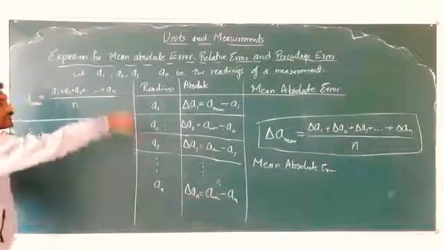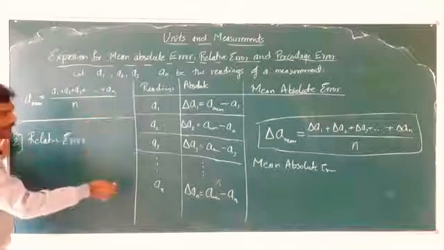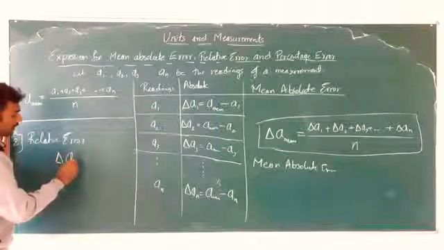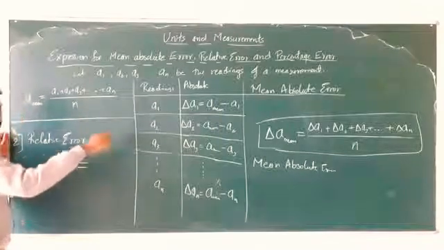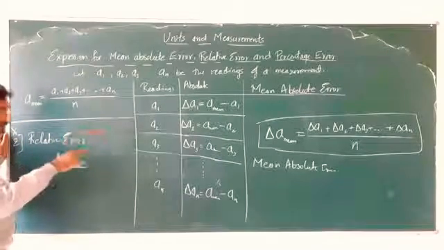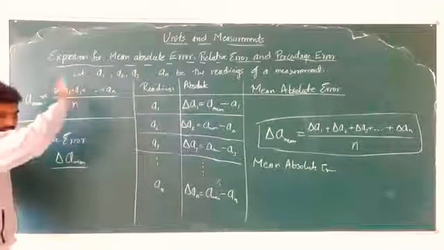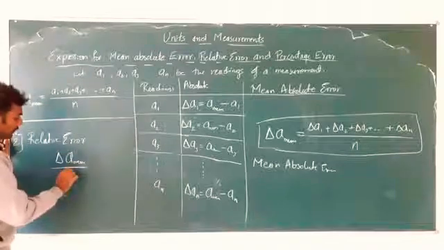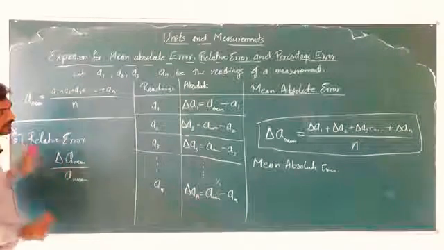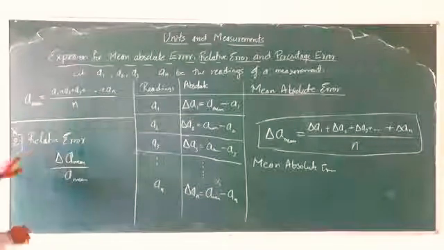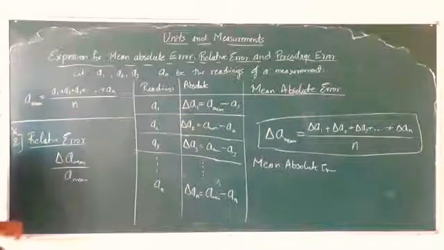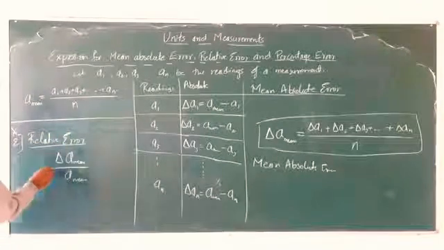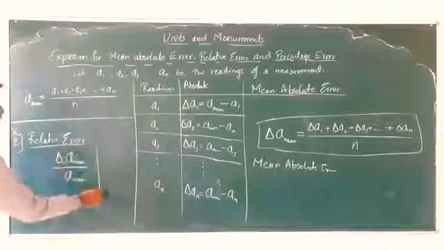So for the entire measurement of n readings, the relative error is the ratio of delta A mean, okay, the ratio of the mean absolute error, because the relative error is considered for the entire measurement, not for a particular reading. So it is delta A mean by A mean, okay. Delta A mean is the mean absolute error, okay. So relative error is the ratio of mean absolute error to the true value, okay, here. So this is again an important expression.